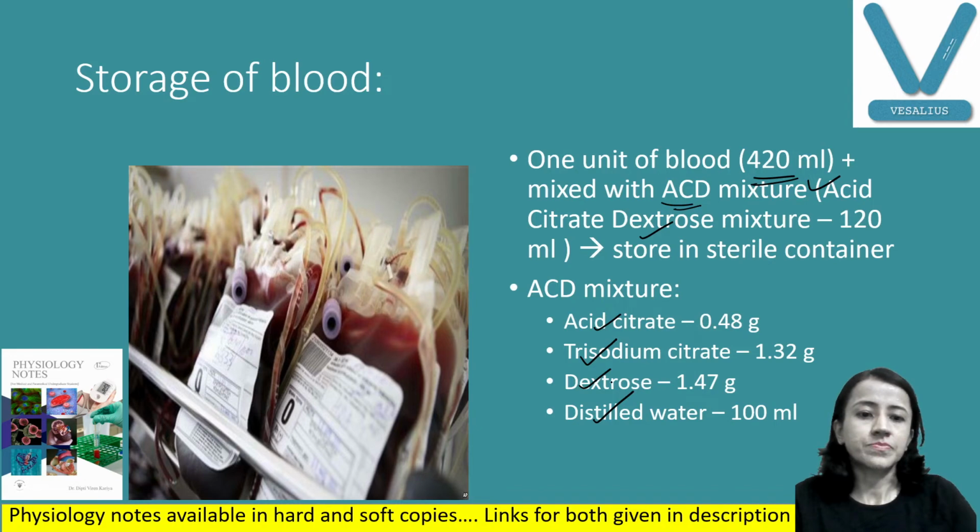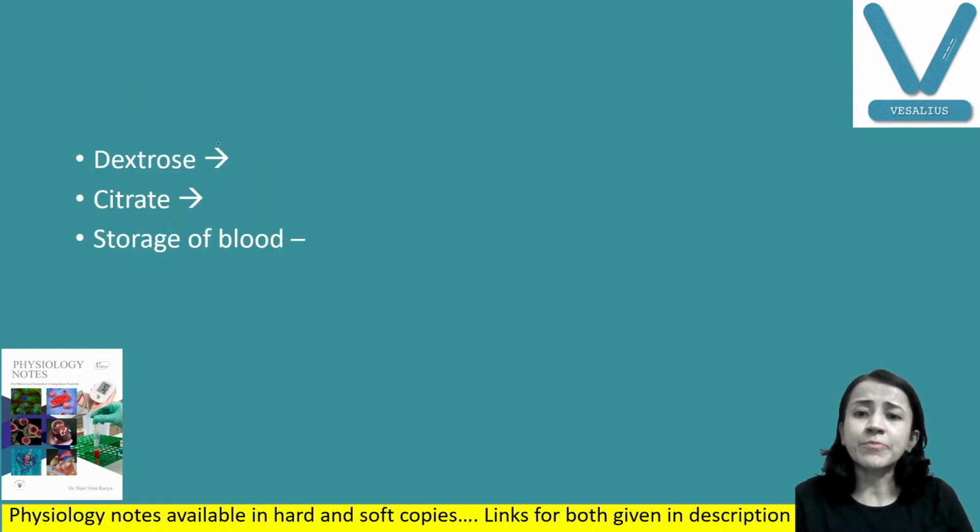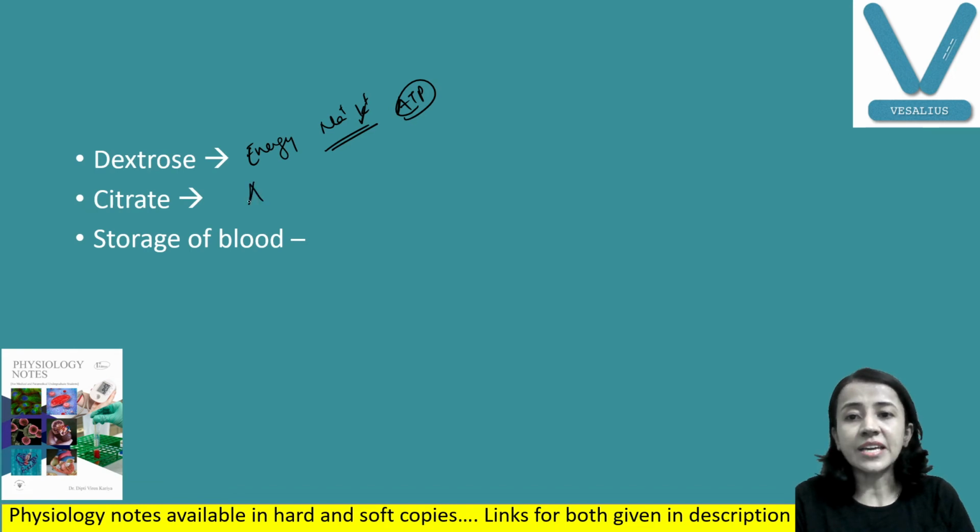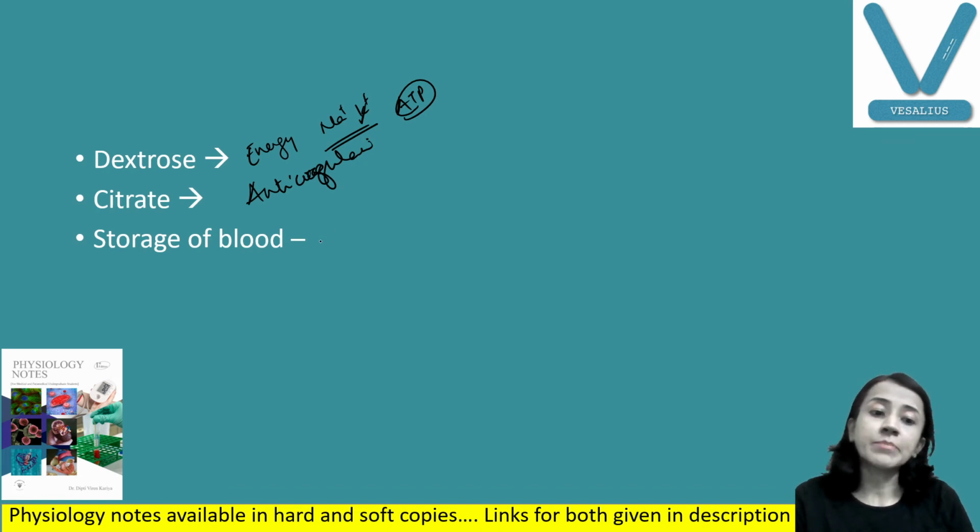Now what are the uses of all these constituents? Dextrose provides energy, as we have discussed, for the sodium potassium pump. Glucose is required for the Krebs cycle to produce ATP, and that is required for the sodium potassium pump. Citrate has anticoagulant property, and this blood can be stored for 21 days, or at 4 degrees Celsius for 35 days.